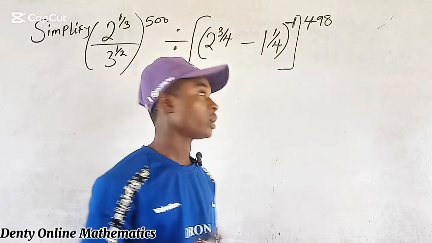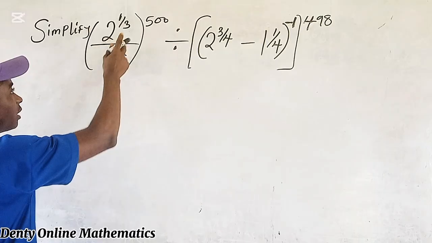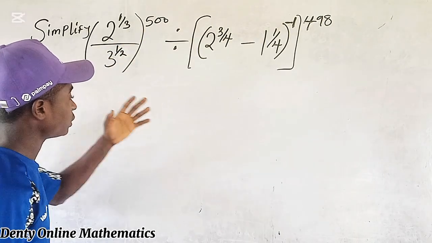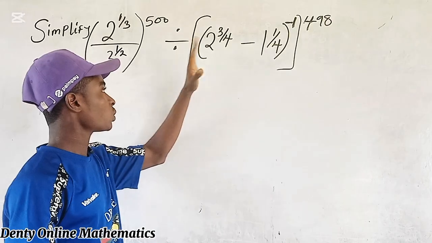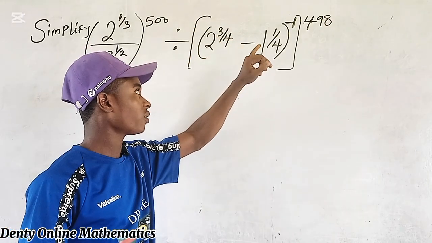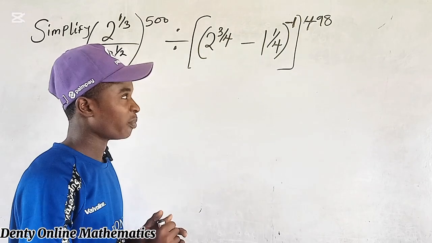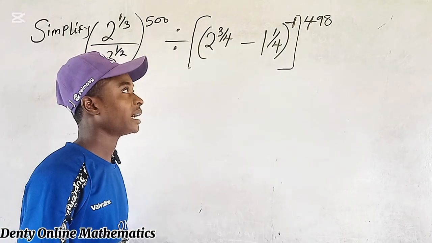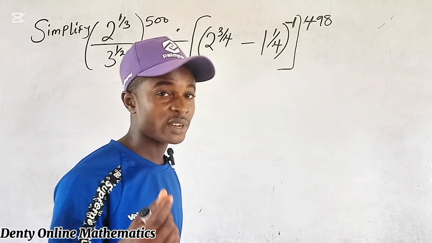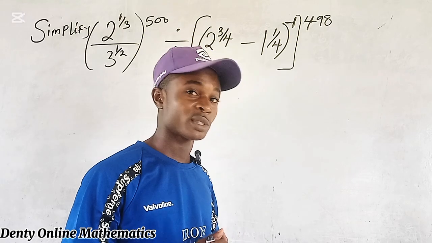Now let's look at what we have here. We have to simplify 2 number 1 over 3 divided by 3 number 1 over 2, all raised to the power of 500, divided by 2 number 3 over 4 minus 1 number 1 over 4, all raised to the power of minus 1, all raised to the power of 498. How are we going to do this? It's very simple. It might look confusing and difficult, but it's very simple.